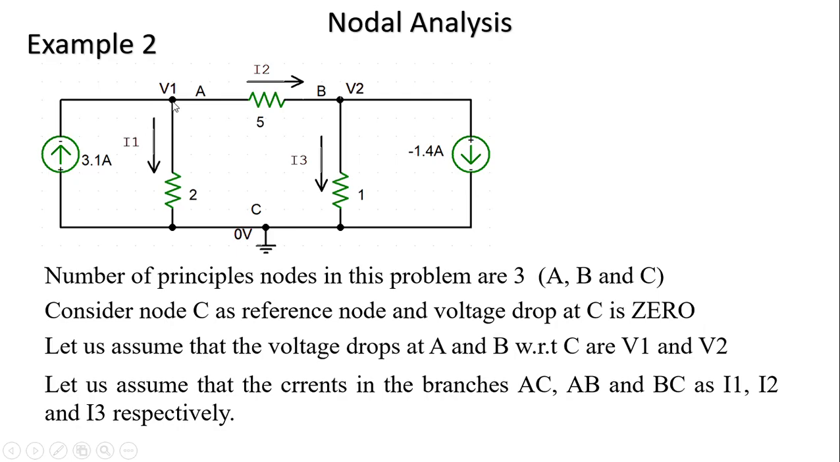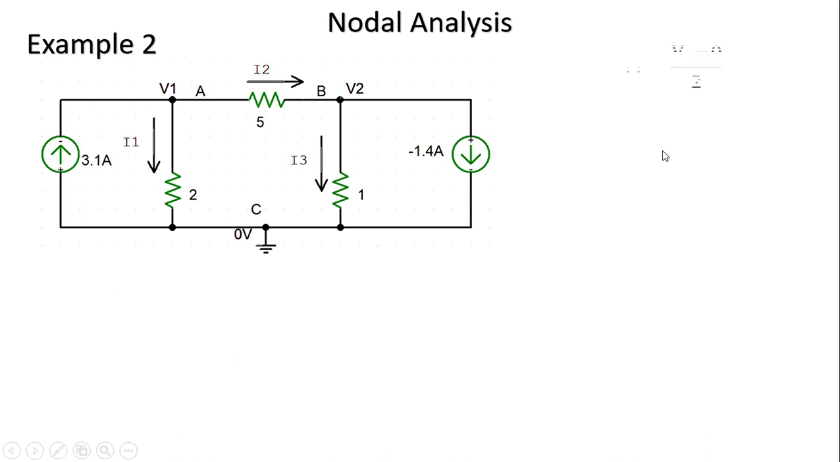At a principal node, consider at least one current as incoming and one current component as outgoing. The rest of the current components may be incoming or outgoing, that is your wish. Here I1 is the current in this branch, I2 is the current in this and I3 is the current in this particular branch. Now I1 is equal to, one side of this resistor is V1, the other side is 0, so I1 is equal to (V1 minus 0) by 2.